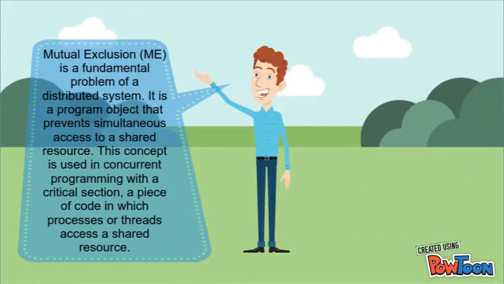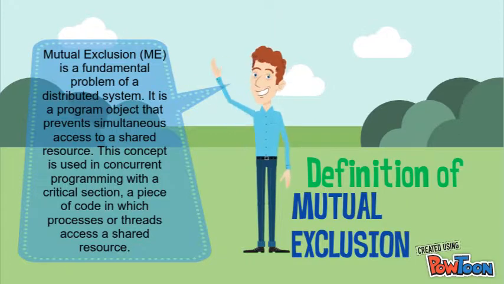Mutual exclusion is a fundamental problem of a distributed system. It is a program object that prevents simultaneous access to a shared resource. This concept is used in concurrent programming with a critical section, a piece of code in which processes or threads access a shared resource.